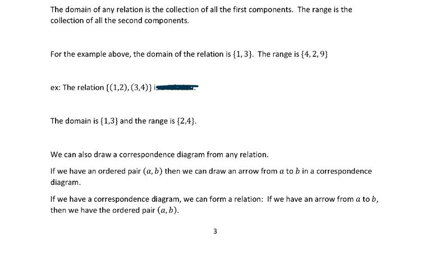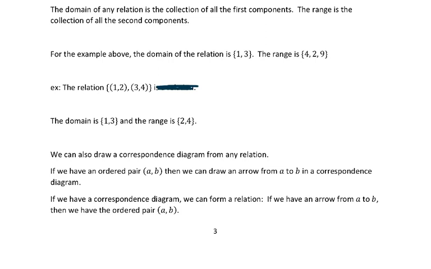So for this example, 1 and 3, those are the first coordinates. The first components, mixed up the words, that's the domain. The second components, 2 and 4, that would be the range. Domain is 1, 3, this set, and this is the range.